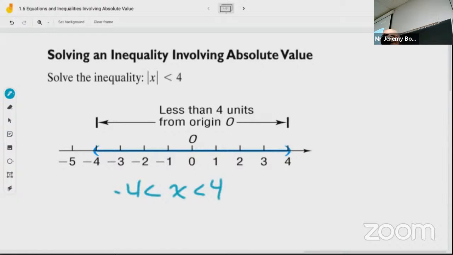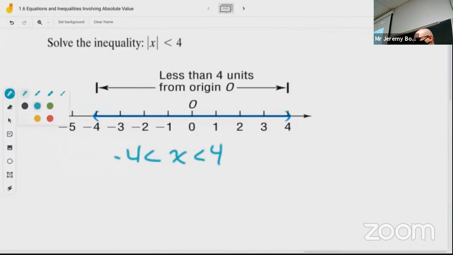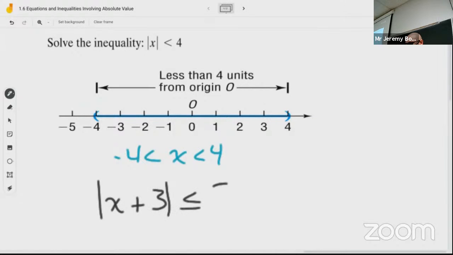Any questions on that? So, if you have a problem, I don't like that. Let's do this. The absolute value of x plus 3 is less than or equal to 8. I should have chosen a smaller number. There we go. It's fine.